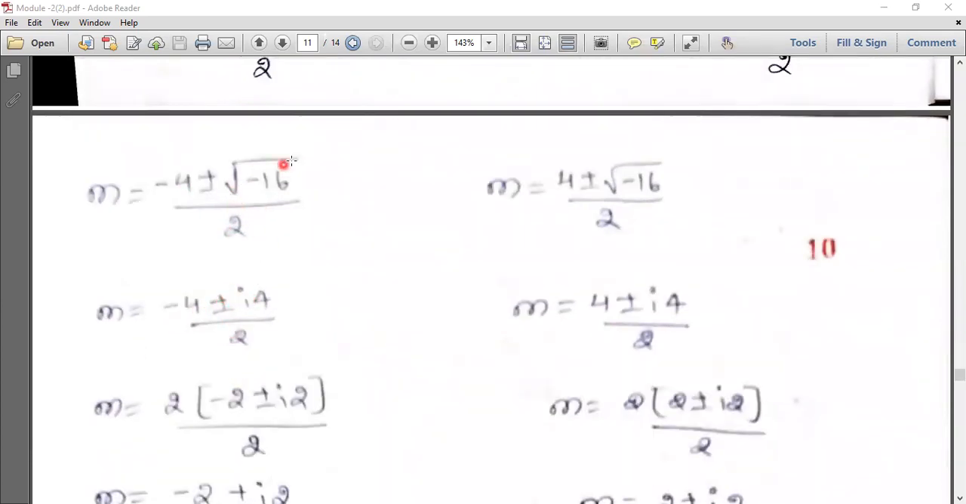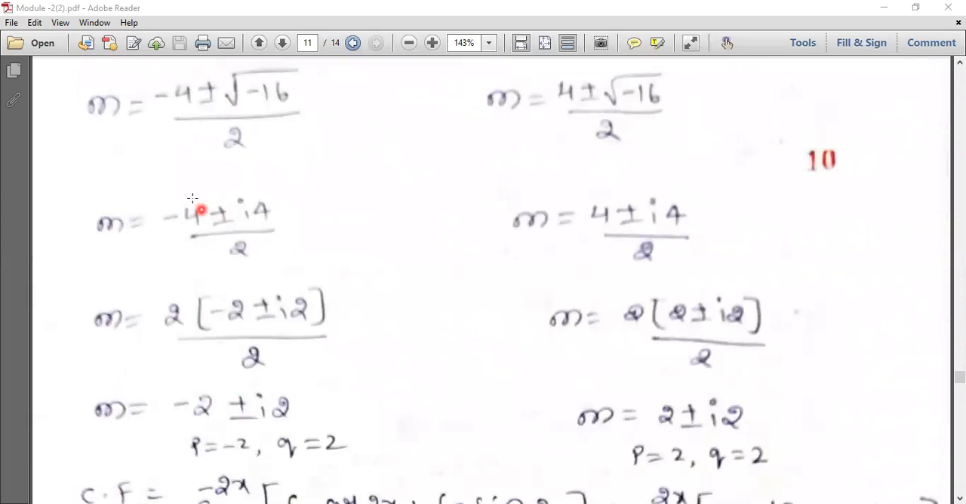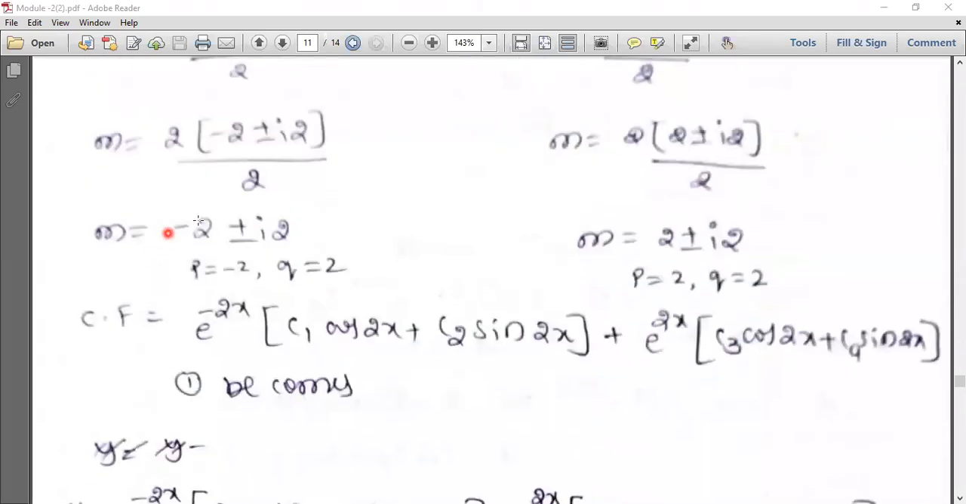Minus 4 plus or minus square root of minus 1 is i, square root of 16 is 4, divided by 2. Here 2 is common in the numerator and the denominator, so it gets cancelled. That is minus 2 plus or minus 2i. So p is minus 2, q is 2.